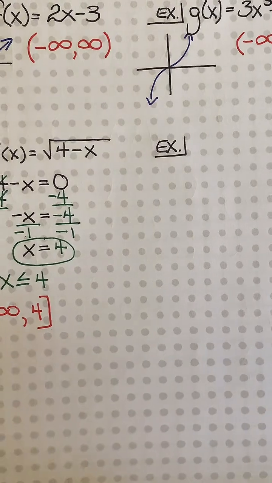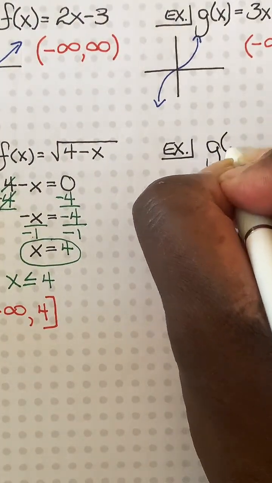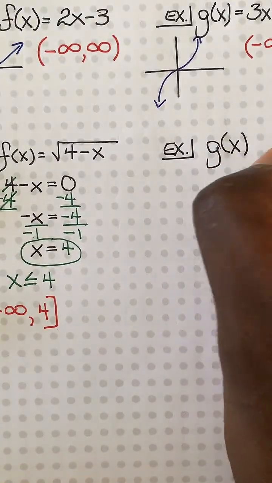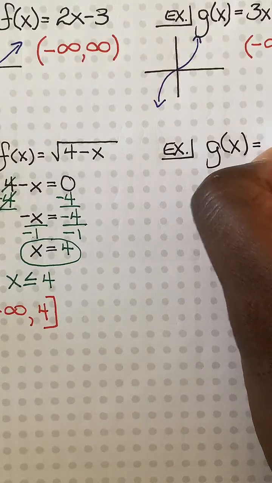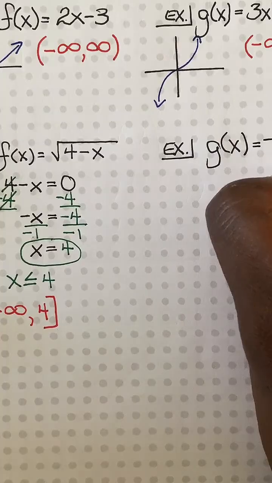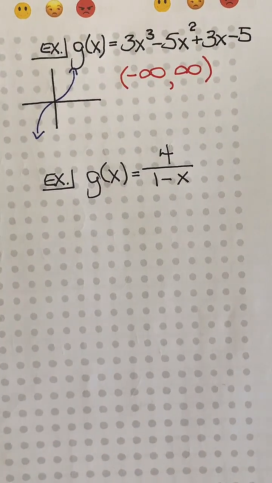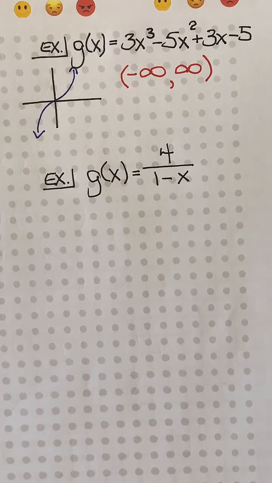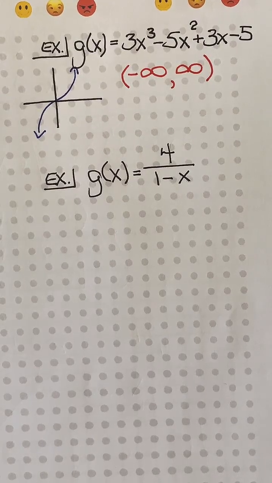So now, let's try this one. g of x is equal to 4 over 1 minus x. Okay, so g of x is equal to 4 over 1 minus x.